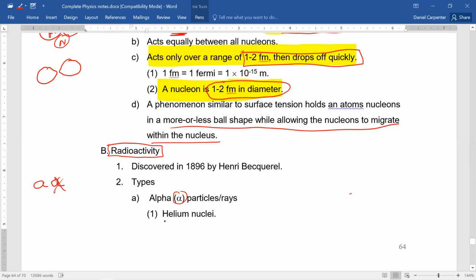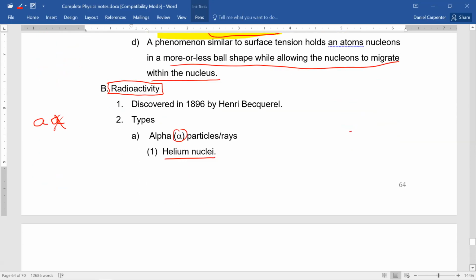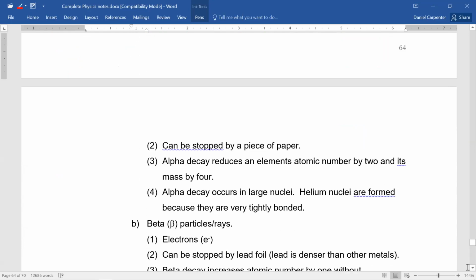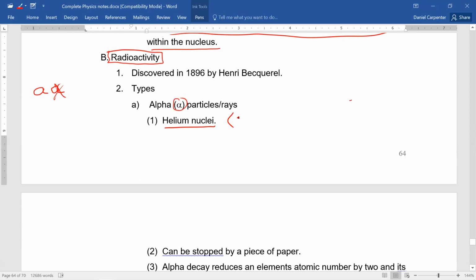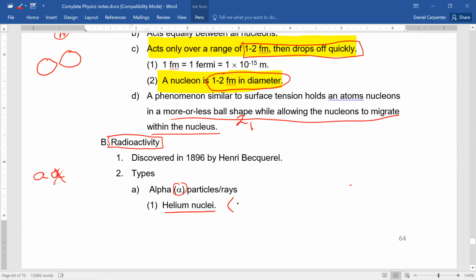So alpha particles are helium nuclei. A helium nucleus is two protons and two neutrons. I should write it down, shouldn't I?